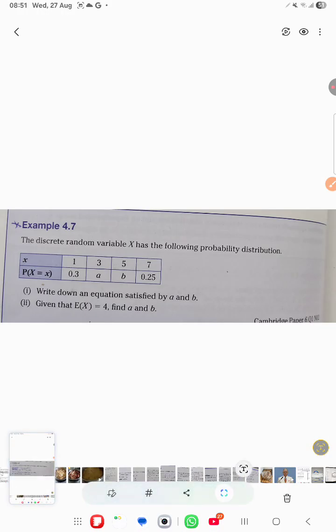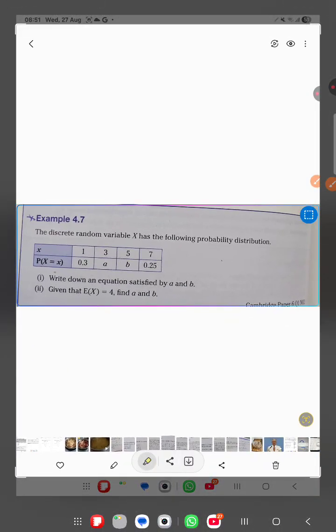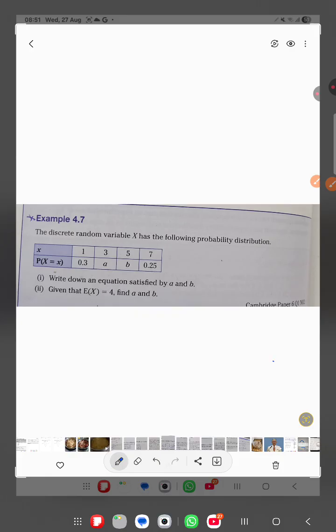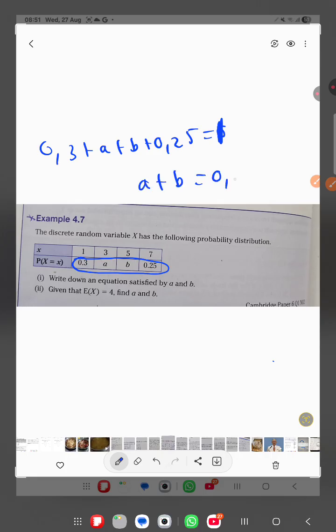First question. The discrete random variable x has the following probability distribution table. Write down the equation that satisfies a and b. All right? That's not too hard, is it? That should be easy. You should be able to say that these probabilities will add up to 1. So you've got 0.3 plus a plus b plus 0.25 should all equal 1. So the equation is a plus b eventually simplifies to 0.45.